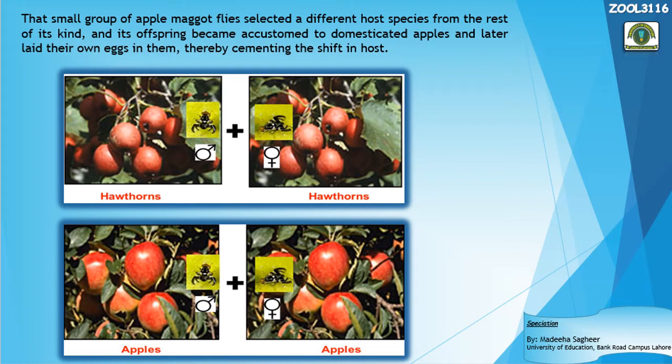So with the passage of time, the maggot flies that have chosen the apple as their host will start their own population on the apple plant. They will not go back to the hawthorn berries.